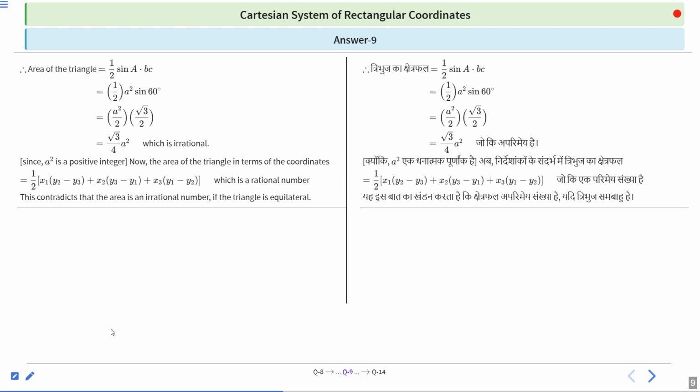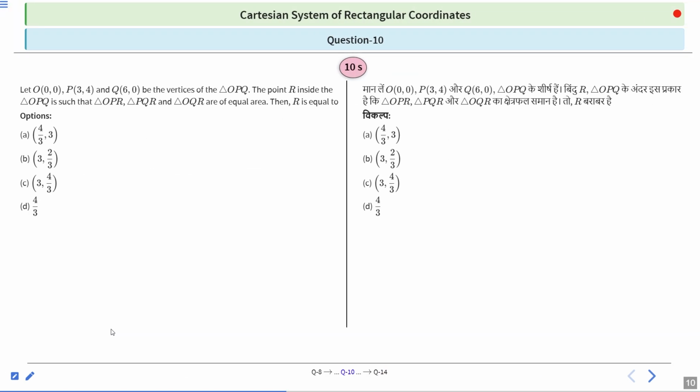So if the triangle is an equilateral triangle, then our statement will be a contradiction. Clear? So the triangle cannot be an equilateral triangle. Got it? Okay, let's move to the next question.